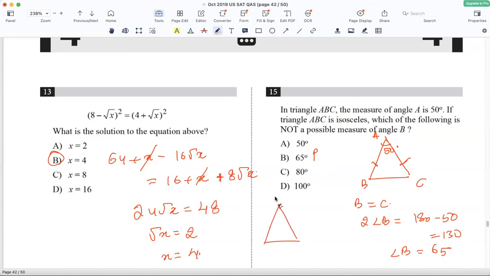Let's say that this is B and this is A and this is C, and these two are equal. So if this is 50, then this is also 50. So this has to be 80. So 80 is also possible. And let's say A and B are equal. So B can also be 50. Yeah, so B can't be 100. So D.